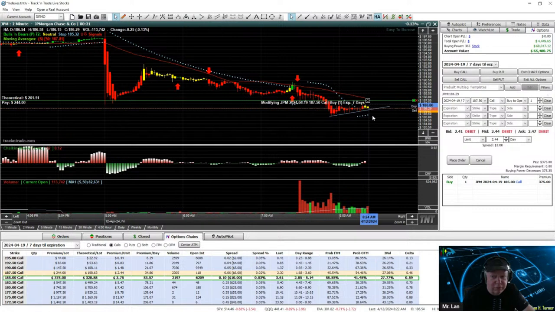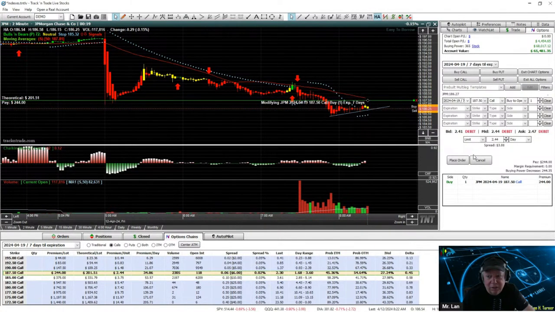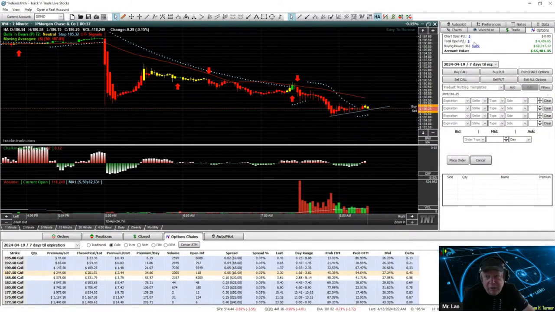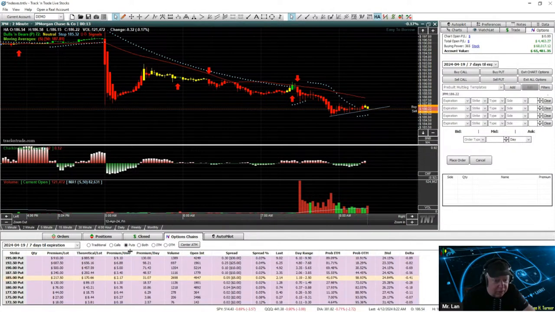$375. That one's $244. Oh, that's a call. Land, you're looking for it to go down, aren't you? Yes. Then you want to put. Oh, okay, put. Volume, lots of volume, lots of open interest. Oh, this one, look, tight spread, $5. That's not a tight spread. $2 is a tight spread.